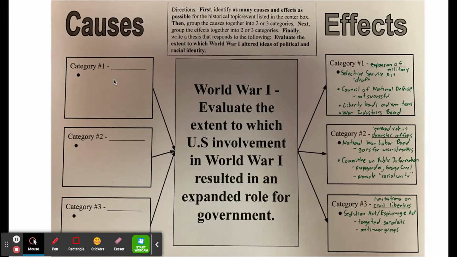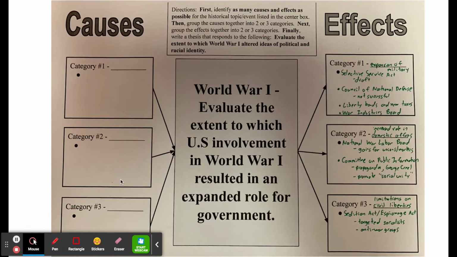In the progressive movement, they use government to regulate business with antitrust laws. They use government to regulate society with like the Pure Food and Drug Act and the Meat Inspection Act. They use government for purposes to improve society, to get involved more in people's lives. That's one of the categories here.